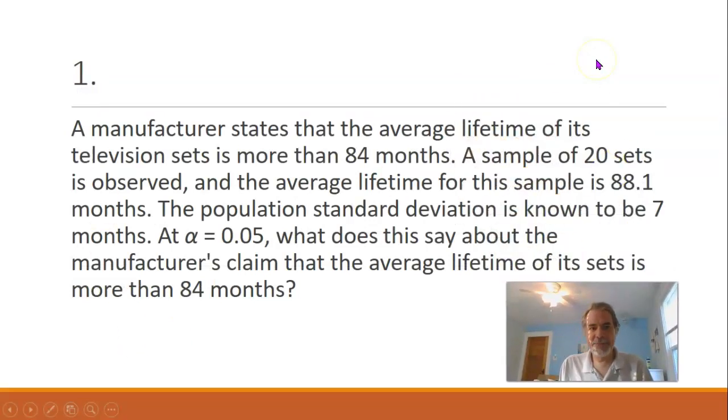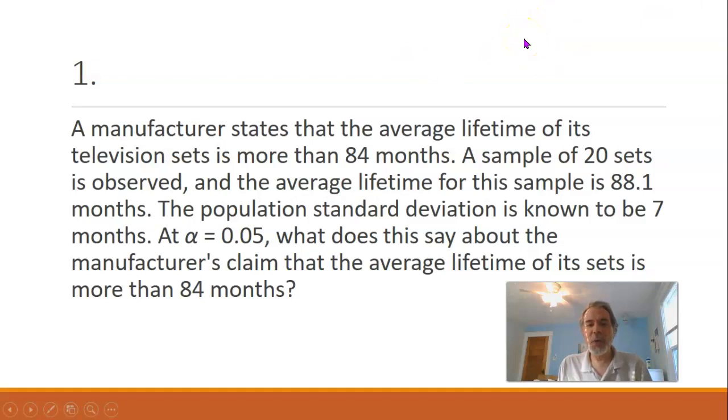Question 1. A manufacturer states that the average lifetime of its television sets is more than 84 months. A sample of 20 sets is observed, and the average lifetime for this sample is 88.1 months. The population standard deviation is known to be 7 months. At alpha equals 0.05, what does this say about the manufacturer's claim that the average lifetime of its sets is more than 84 months?